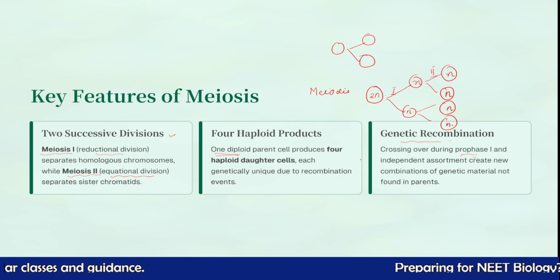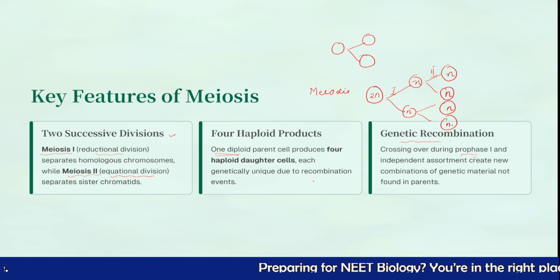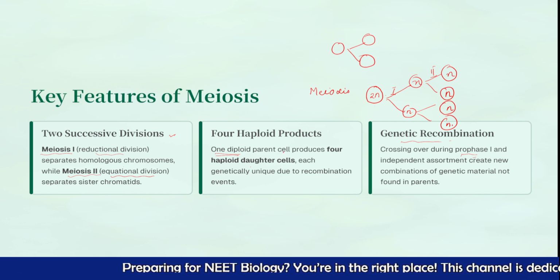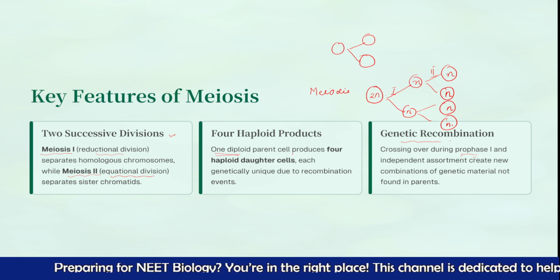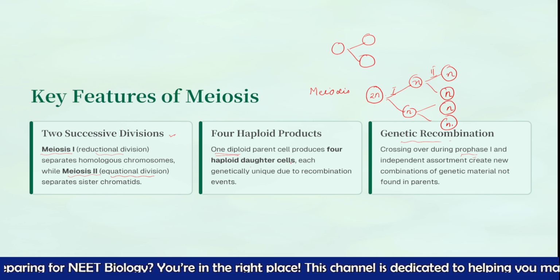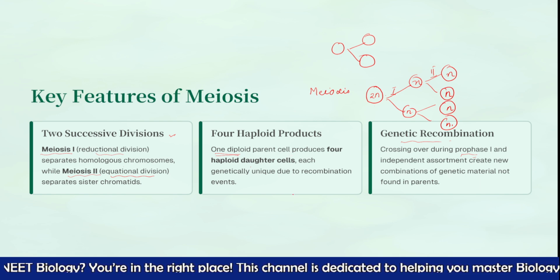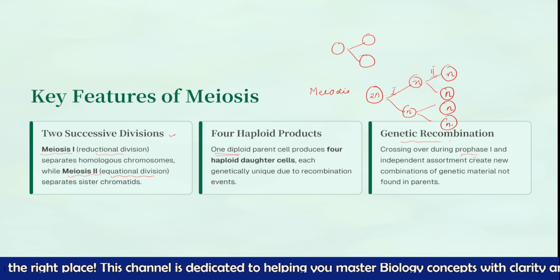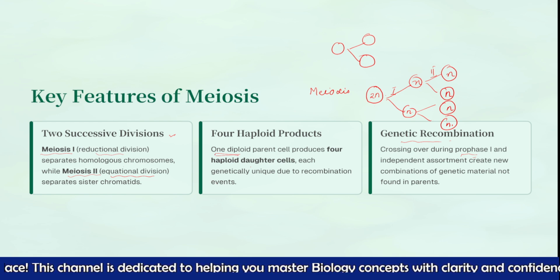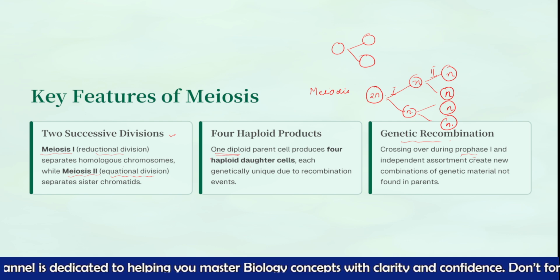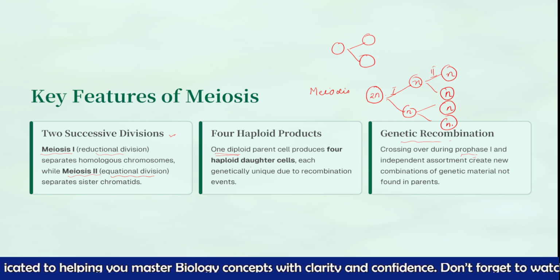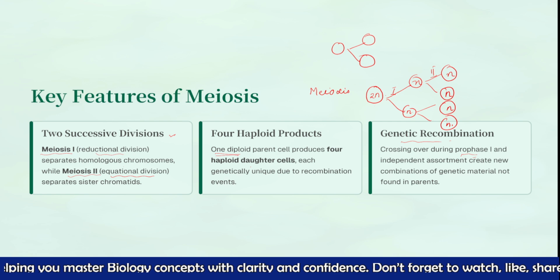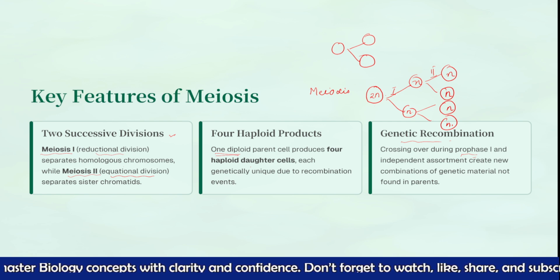In mitosis, these features are not there. In mitosis, the same genetic components will be there, and only two cells, only one division. But here there are two divisions, meiosis 1 and meiosis 2. Then four cells are formed, and those four cells have half the number of chromosomes, and in those cells the genetic content will have some differences.